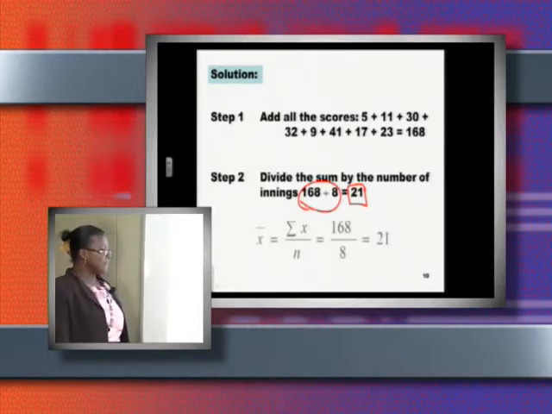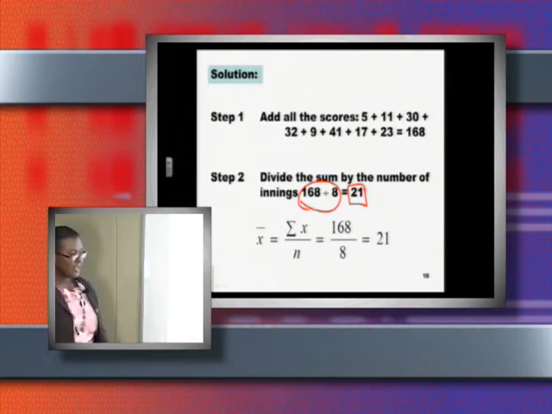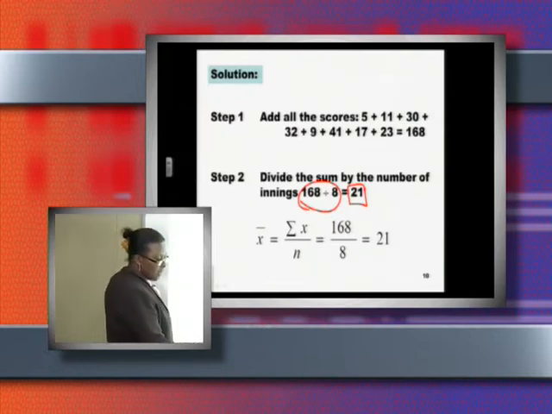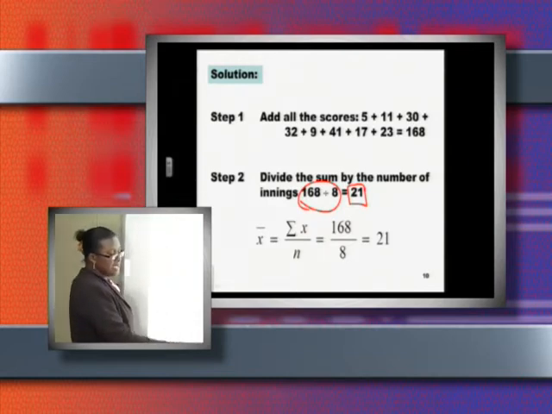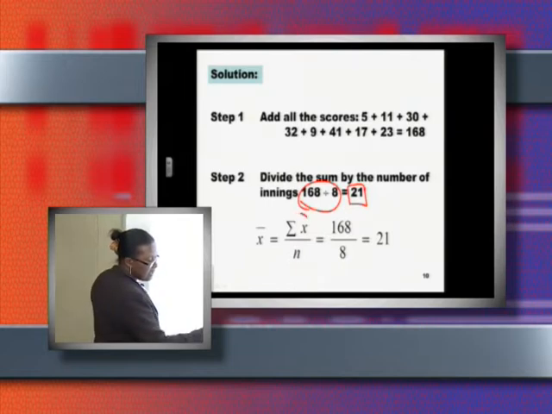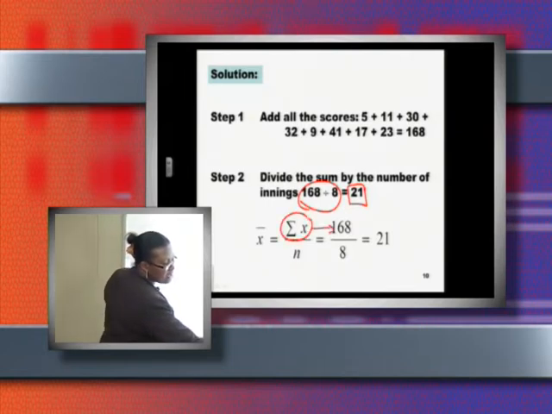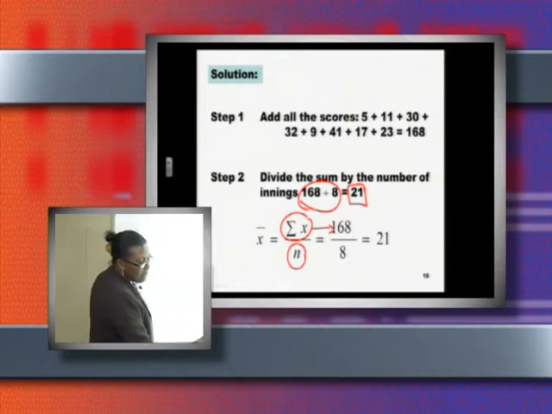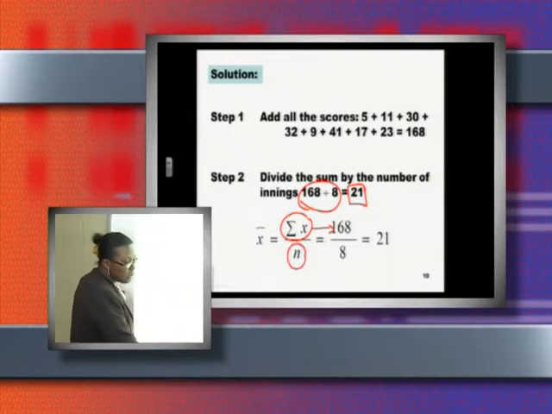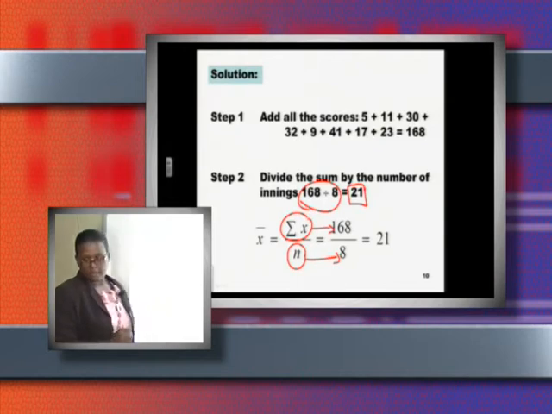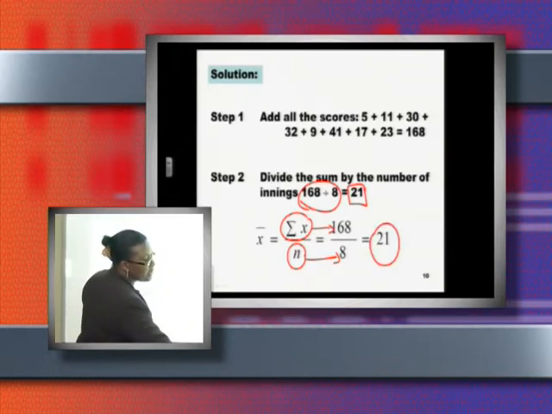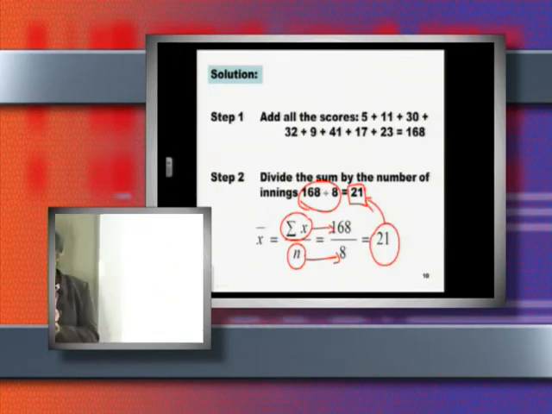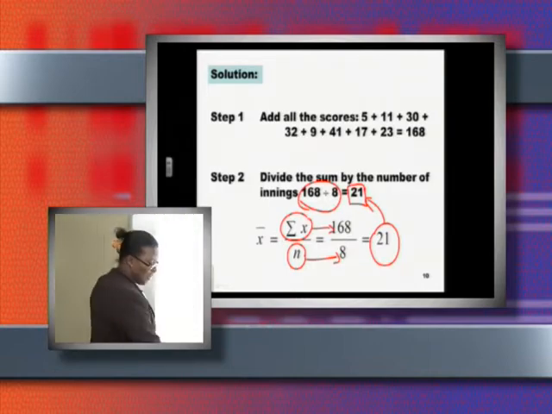Again, let us use the equation that is given to see if we end up with the same 21. So the mean is the sum of all the x's, and the sum of all the x's is 168, and the number of elements, or the number of scores, is 8. So here we have substituted the values instead of using the symbols. And when we did our division, the quotient worked out to be 21. Very good, wonderful.